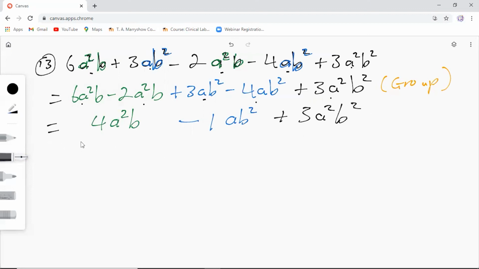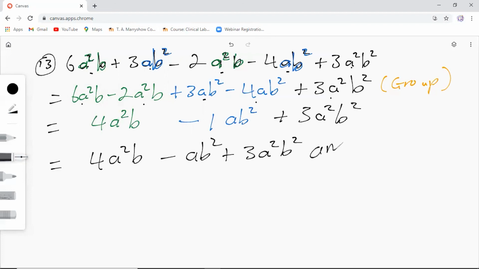Good. So our final answer would be 4a squared b minus ab squared plus 3a squared b squared. That is the simplest we can go.